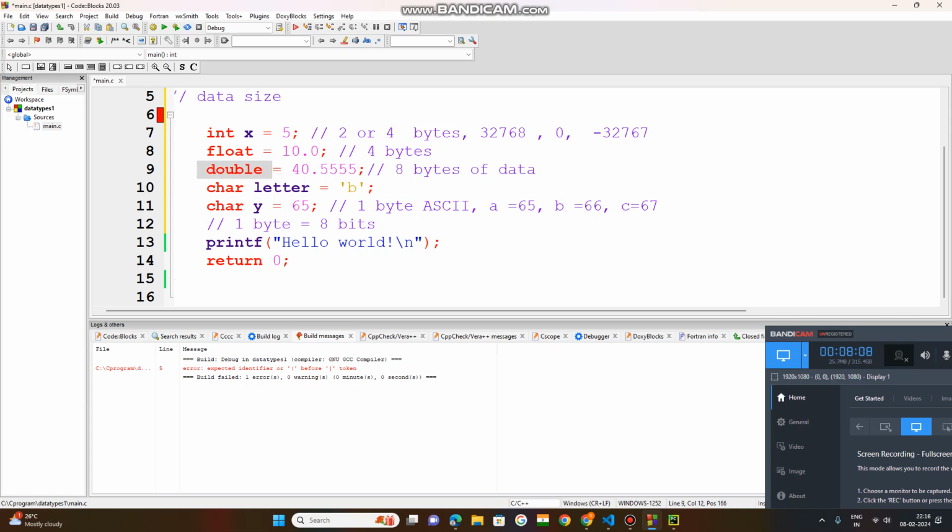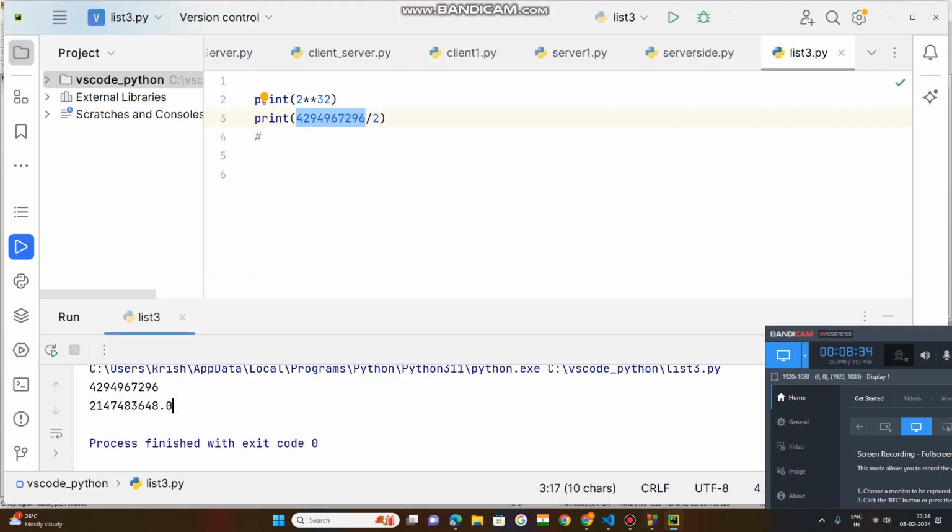Double is a float type of data type, so it stores up to 16 digits of decimal values, 16 decimal points, because its range is 8 bytes. 8 bytes means 8 into 8, 64 bits. So here we need to calculate 2 to the power 64. We will get a large number; this much of value it can store.